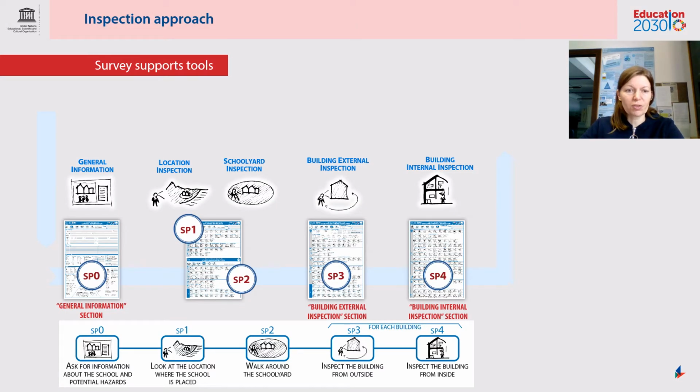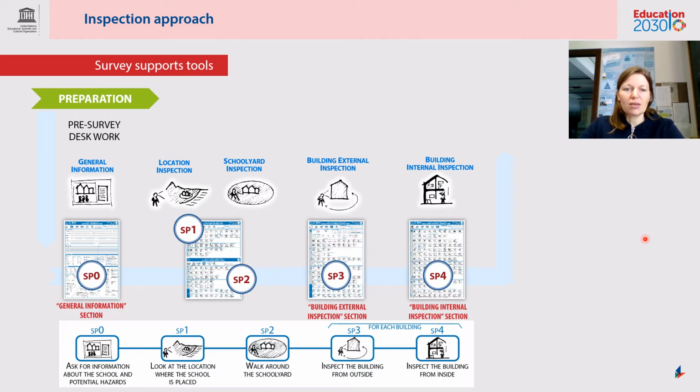The VISUS forms are divided in 5 main sections. The first section concerns the general information. It's called SP0, where SP stands for survey phase. So survey phase 0, in this phase the surveyors should acquire the general information. So they should ask for information about the school and the potential hazards that concern the school. This information can be acquired during the preparation in a pre-survey desk work.